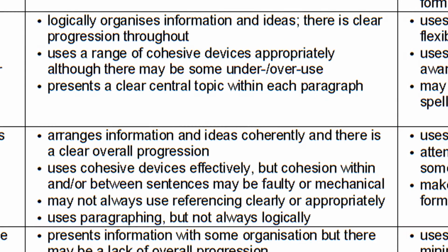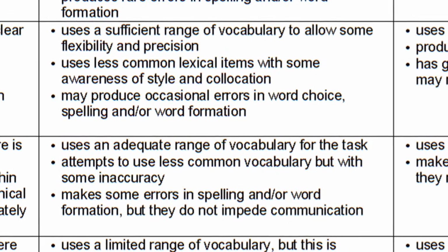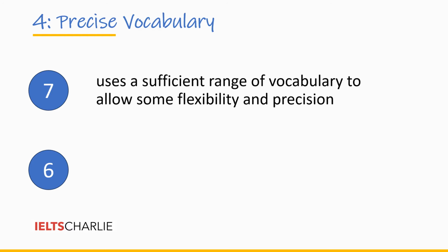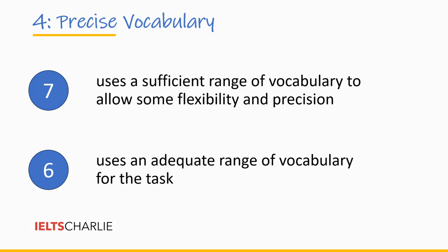Let's go back to the band descriptors, and now let's move across to lexical resource. This all relates to vocabulary. One important difference in lexical resource between Band 6 and Band 7 is this word here, precision. You can't see the word precision at Band 6. So one of the key differences between Band 6 and Band 7 is that at Band 7, the examiner is looking for precision in your vocabulary.